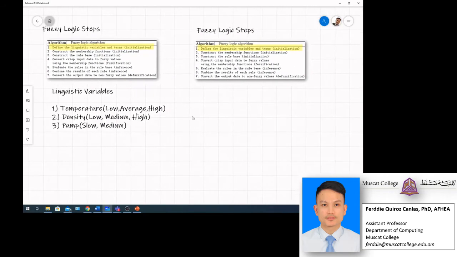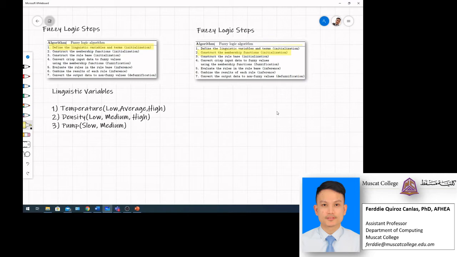The next step is to construct the membership function. Ready? We're going to construct the membership function. This part is a little bit complicated, so you have to follow me very carefully with the way we do the presentation here. Okay? So construct the membership function.